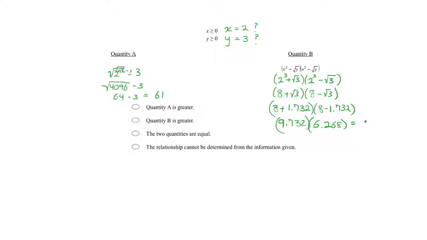Well, this is 61.00018 or so, according to my calculator. Now, that makes it look a little bit like quantity B is greater, but in reality, this is so small that in all likelihood it's almost as if the calculator is trying to tell us that this quantity is 61 exactly. Well, how do you be sure?